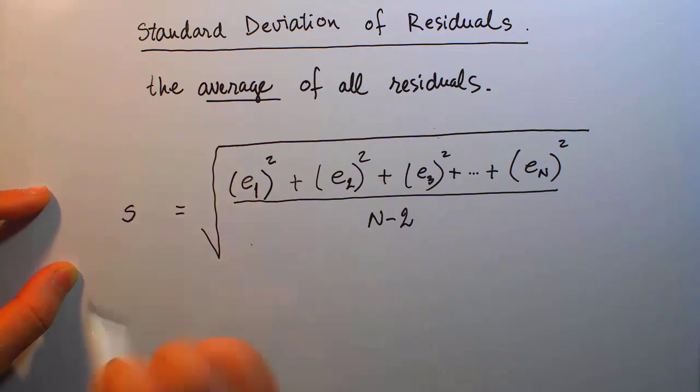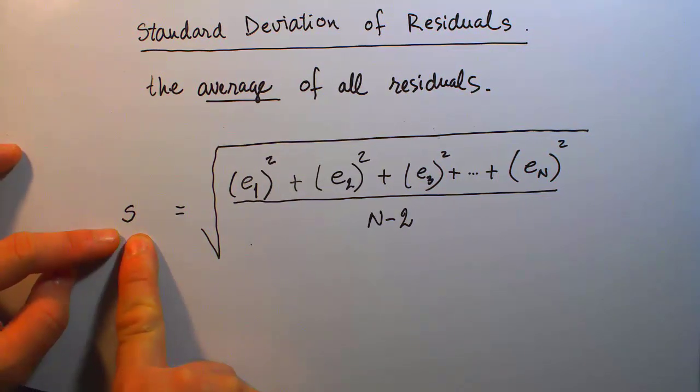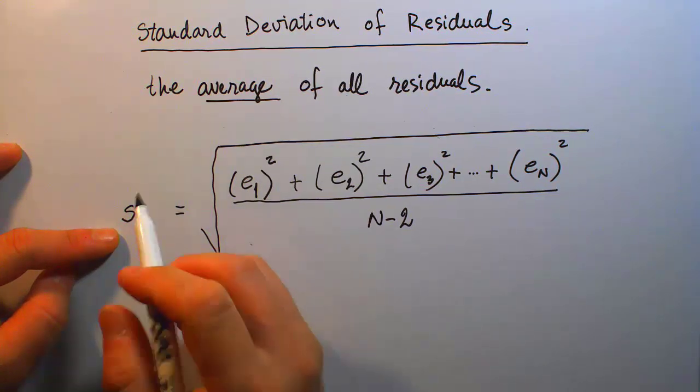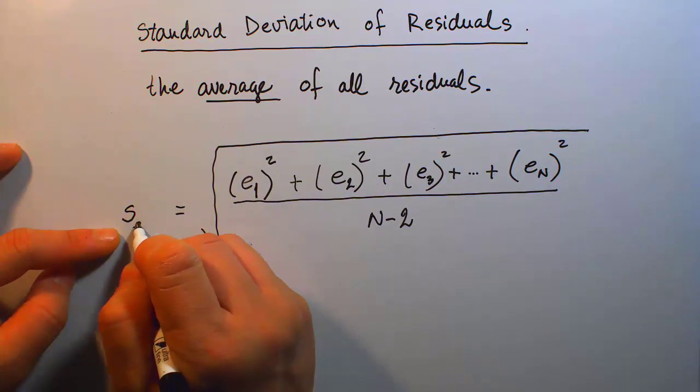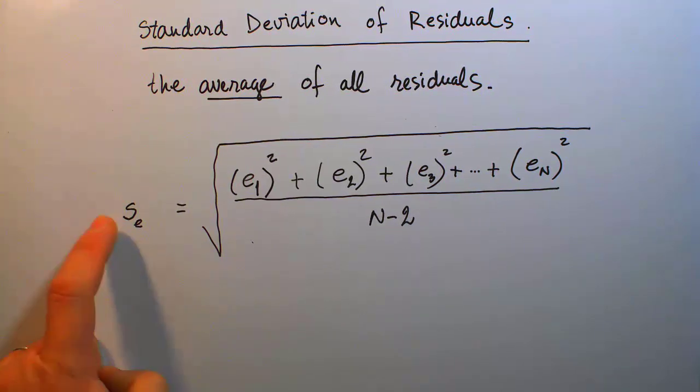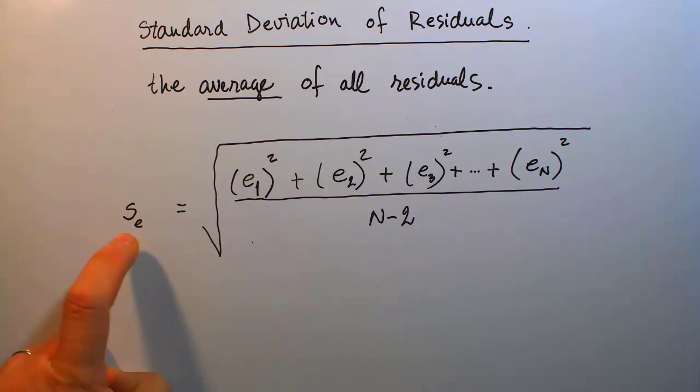The residual standard deviation uses a lowercase s, but this standard deviation is a little special, so we introduce a little subscript e right here. E stands for the residuals. So here we're finding the standard deviation of all the little residuals.